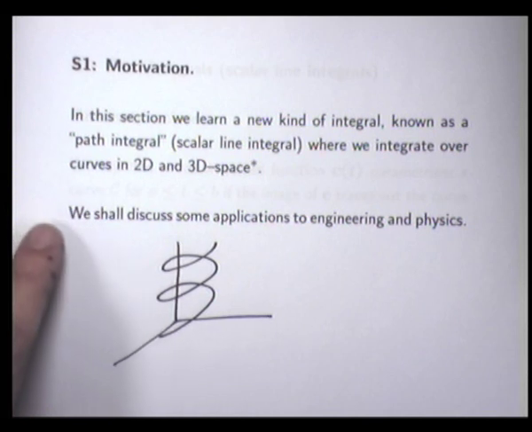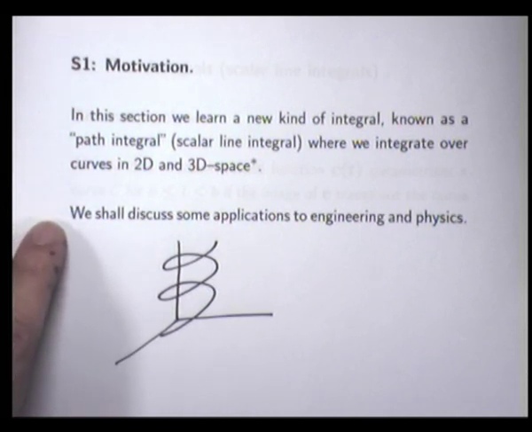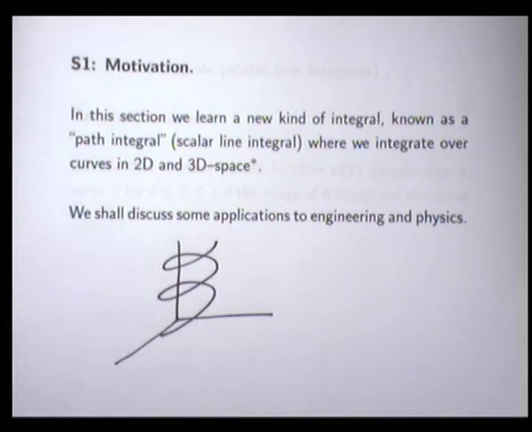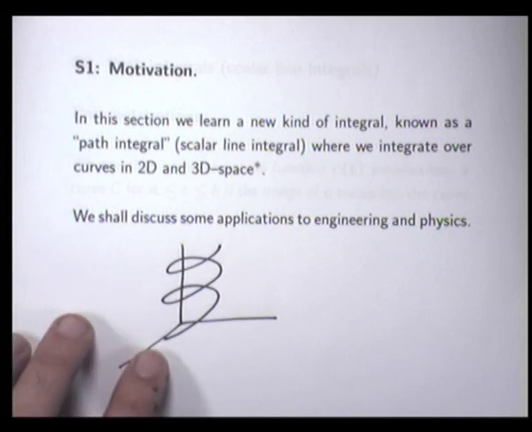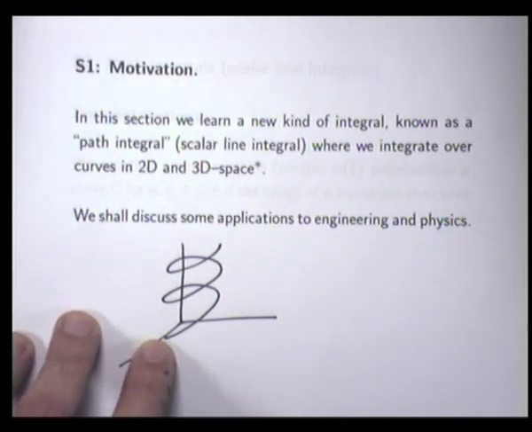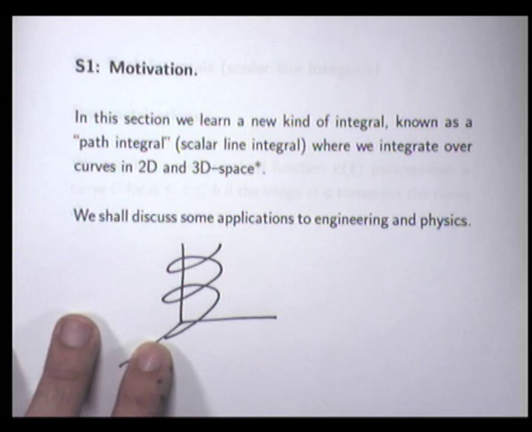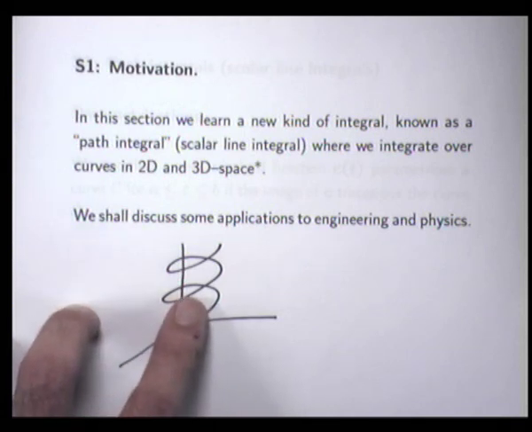We're also going to look at applications. In the previous lecture, we looked at the applications of double integrals to calculating the mass of two-dimensional plates and things like this. Here, we're going to look at the case where, for example, this helix represents a coil or a spring, and we know the density at any point in the spring. What we would like to do is calculate the total mass of the spring.